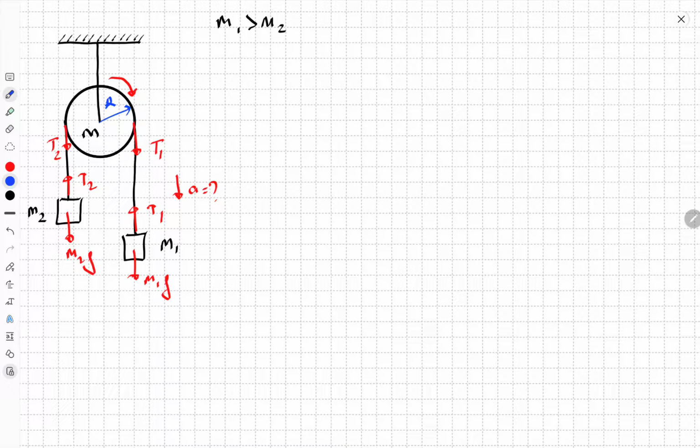So Newton's second law for the first object: M1G minus T1 equals M1A, because it's moving downward. Newton's second law for the second object: T2 minus M2G equals M2A. They have the same acceleration because we have an inextensible rope or string.